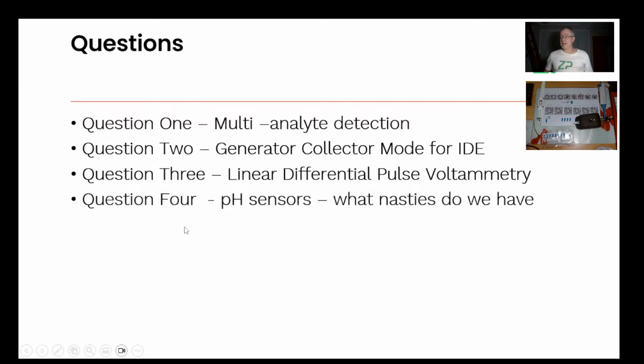Let's say pH sensors. Somebody wants to know what nasties we have that will leach out. The quick answer is I don't think we've got any nasties that will leach out.